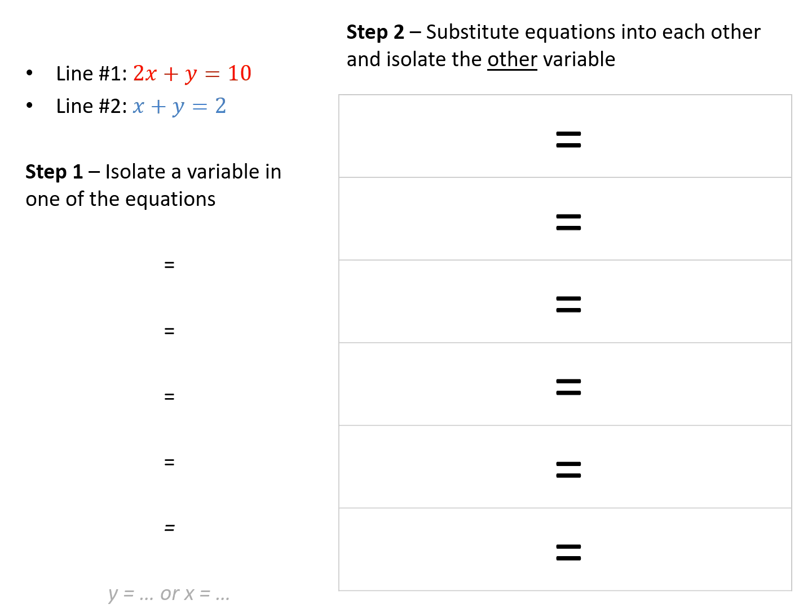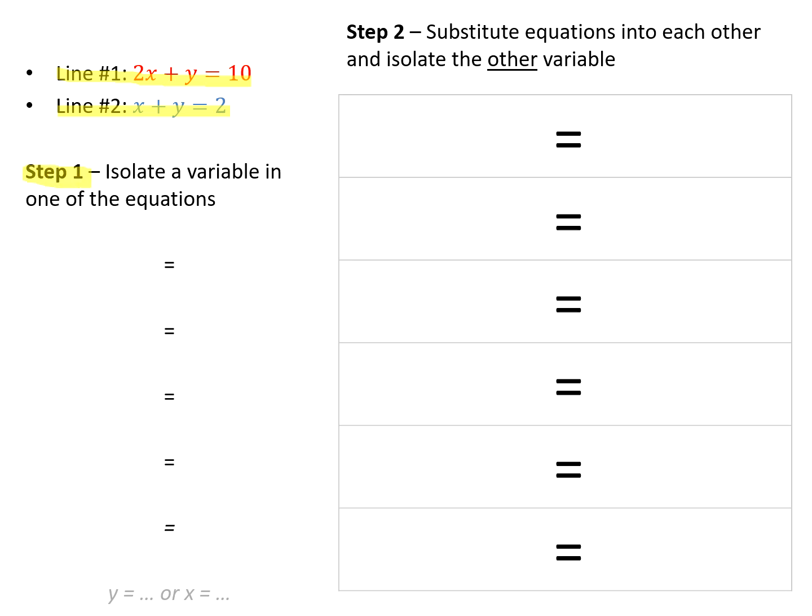In today's lesson, we'll be learning how to determine the point of intersection with the method of substitution. We have two lines, 2x plus y equals 10 and x plus y equals 2. We want to figure out where they intersect. Our first step is to isolate a variable in one of the equations.